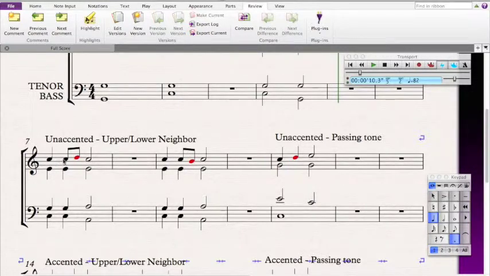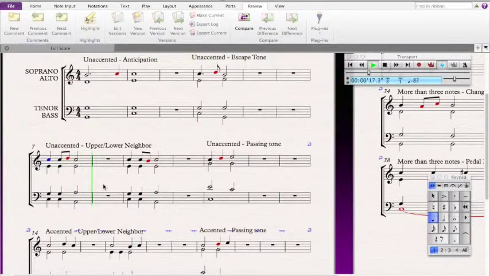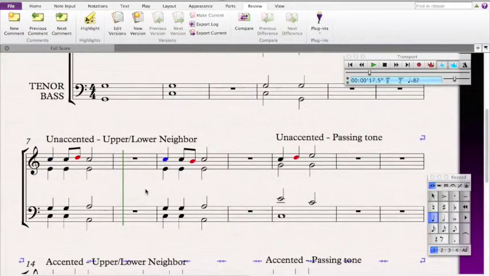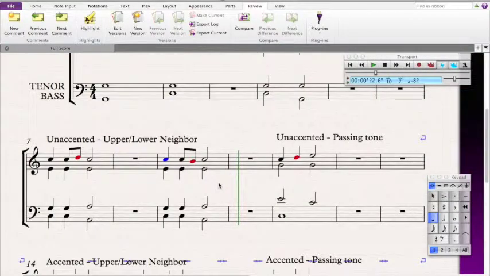So you go from one note, up one note or down one note, and then back to the note from which you started. So why don't we hear what an upper neighbor sounds like? Now the lower neighbor. Cool.